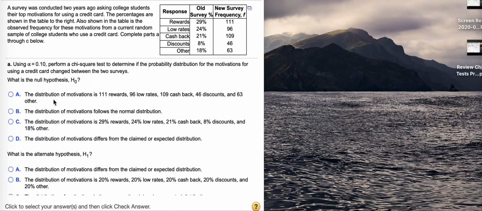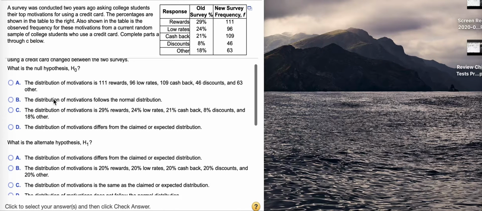So here, we're going to look at the hypotheses. First of all, the null hypothesis would be that the new observed values fit with the distribution of the old. So if we look at this, the distribution of motivations is 29%, 24%, 21%, 8%, and 18% as it was in the old survey.